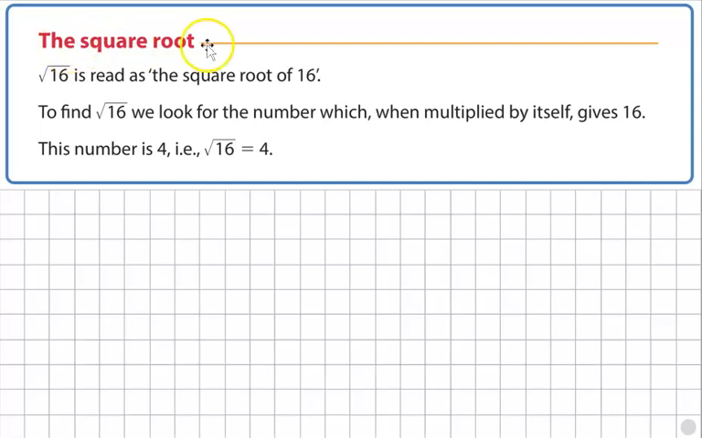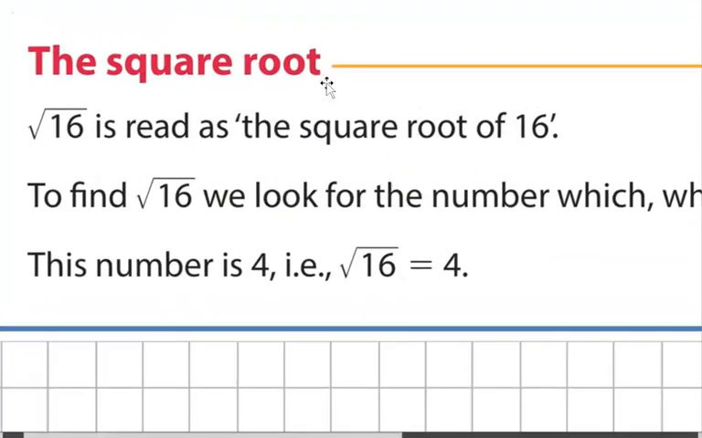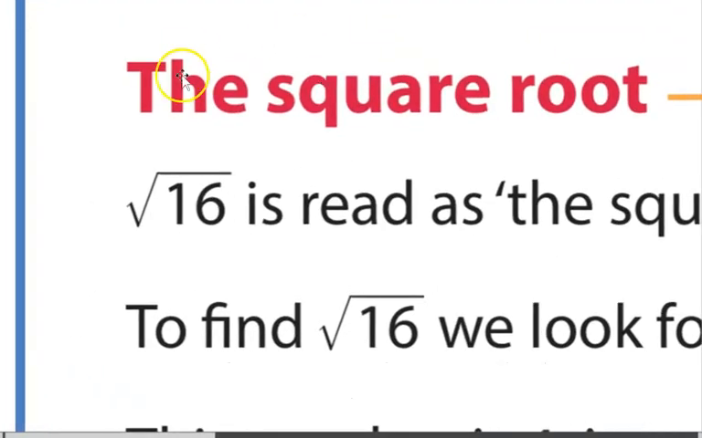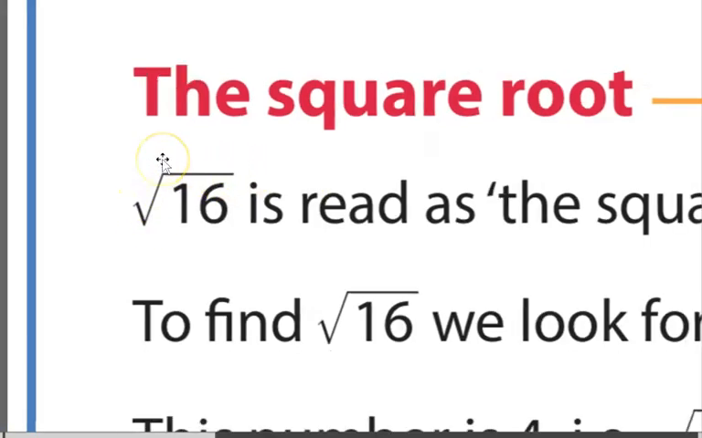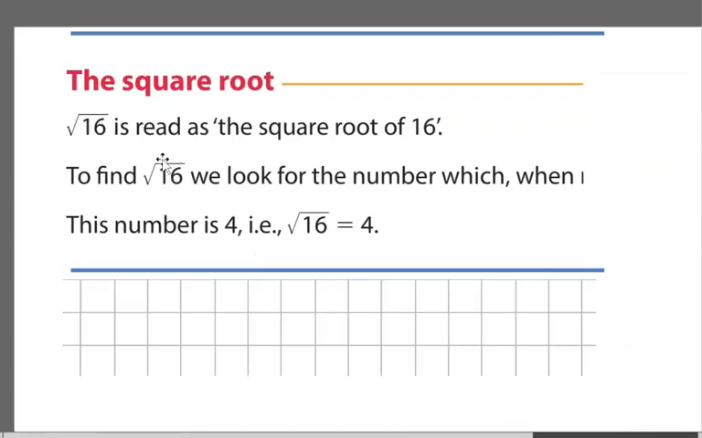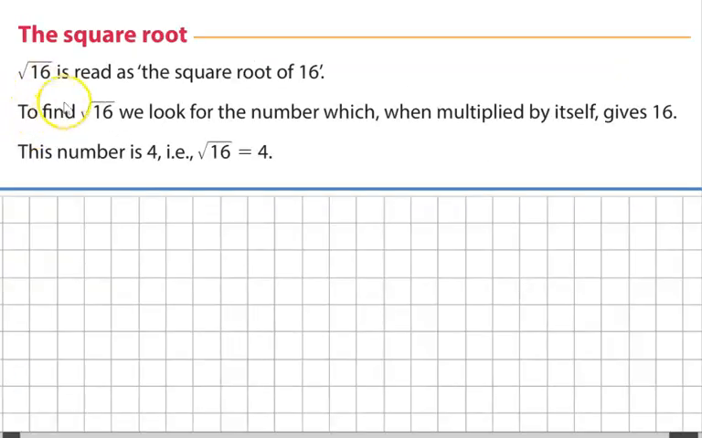The square root. Square root of 16 is read as the square root of 16. So this symbol here is our square root symbol. So to find the square root of 16, we look for the number which, when multiplied by itself, gives 16. This number is 4, i.e. the square root of 16 is equal to 4, because 4 times 4 is 16.